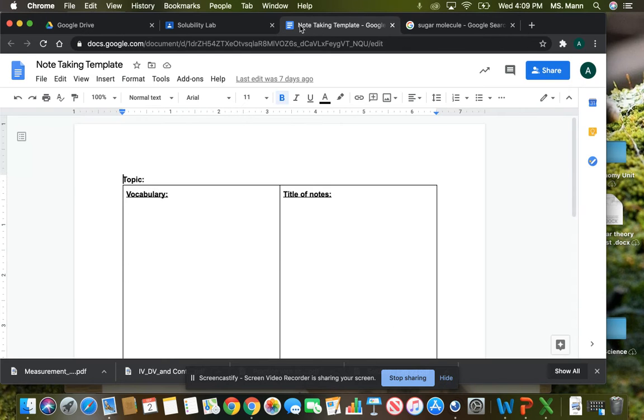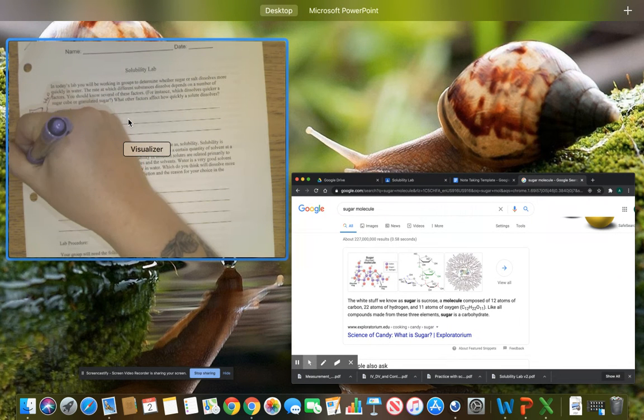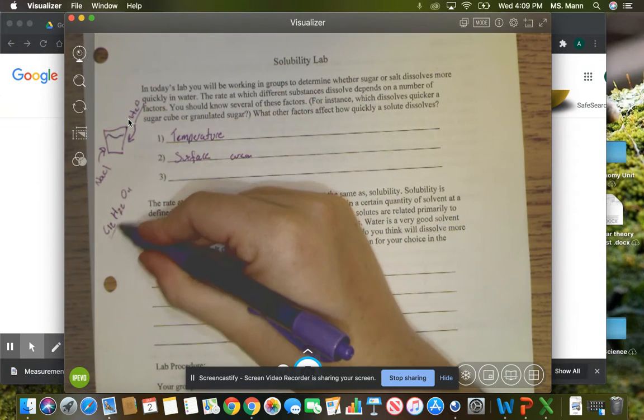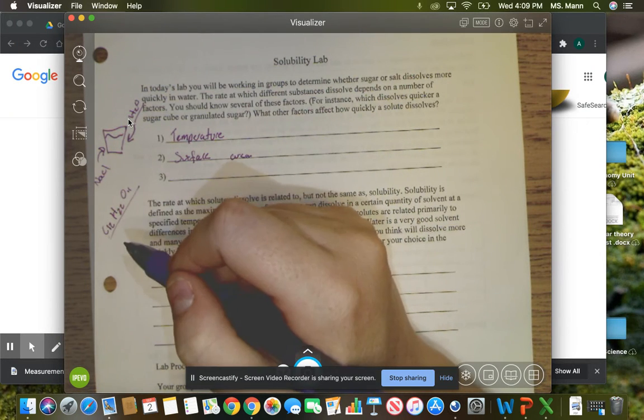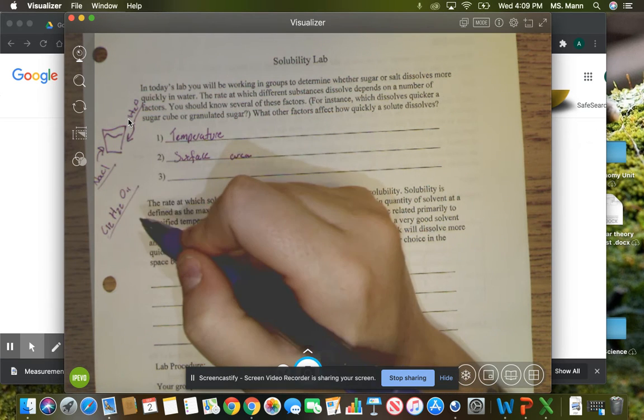All right, so here's what we're going to do. I'm going to write this down. So it's C12H22O11. That is the molecular formula for sugar. And NaCl is the molecular formula for salt.